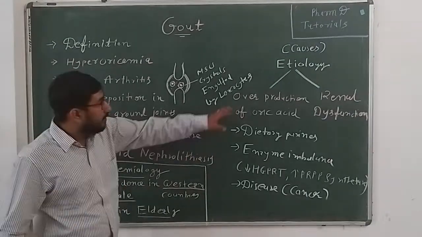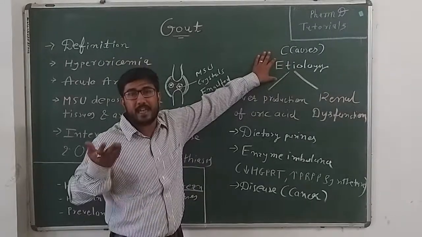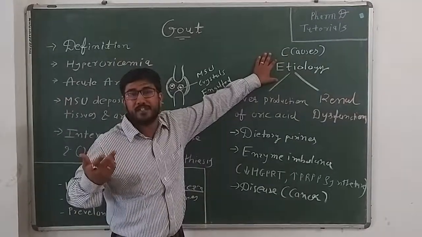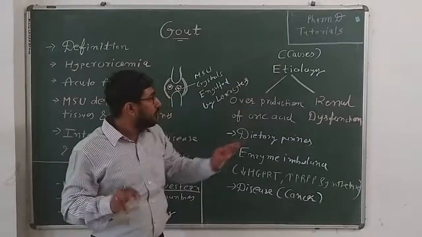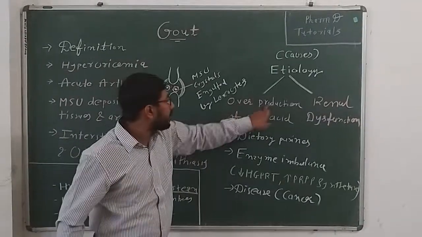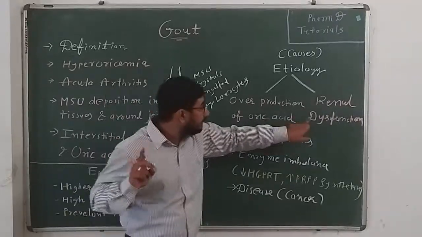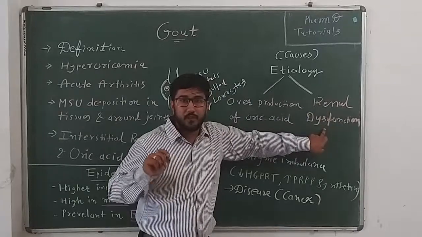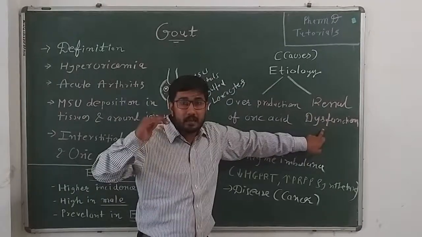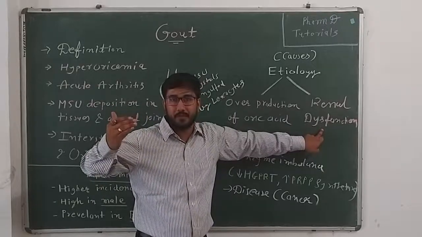And last, a very important thing, the highlight of etiology: how exactly the uric acid elevation takes place and ultimately results in gouty arthritis. Fundamentally there are two basic causes. One is overproduction of uric acid, which leads to hyperuricemia, and another is renal dysfunction, which is responsible for the under-excretion of uric acid, also leading to hyperuricemia.